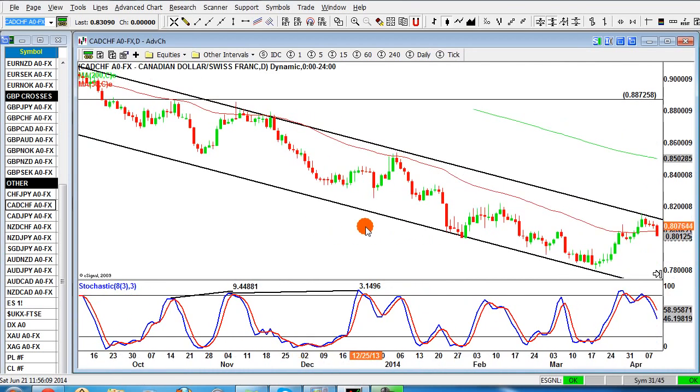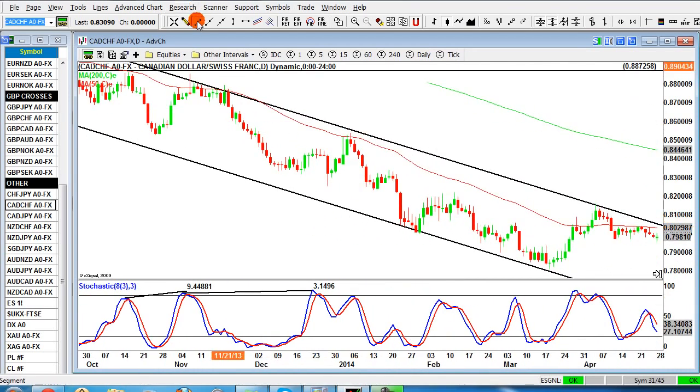Well, let's have a quick look. Okay, so this is an example of where hidden divergence doesn't actually kick in. So we get the price action come down here. We get the market push back up. So look, we've got a lower high on price. So there's the previous peak. This is the new peak. It's put in a lower high, but it's put in a lower high on the stochastic.